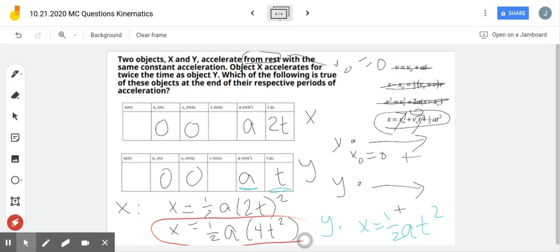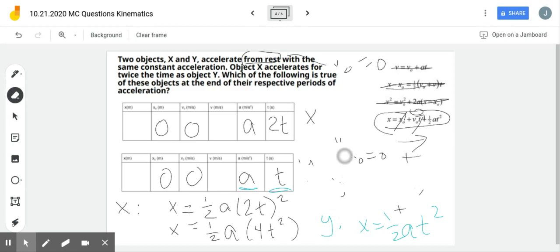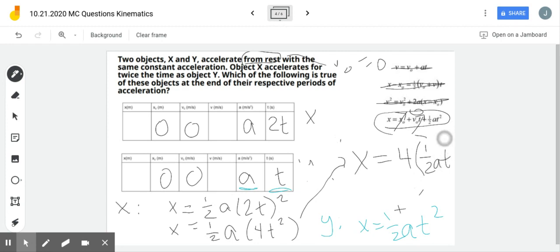When I compare these, I can rewrite this for x. I can take this 4 and move it out front. So I'll do that. I'm kind of out of room, but hey, whatever. Let me get rid of something. Let me get rid of this. Okay, so what I mean by this is I would do x equals 4 times 1/2 at squared. Okay, so this is for object x.